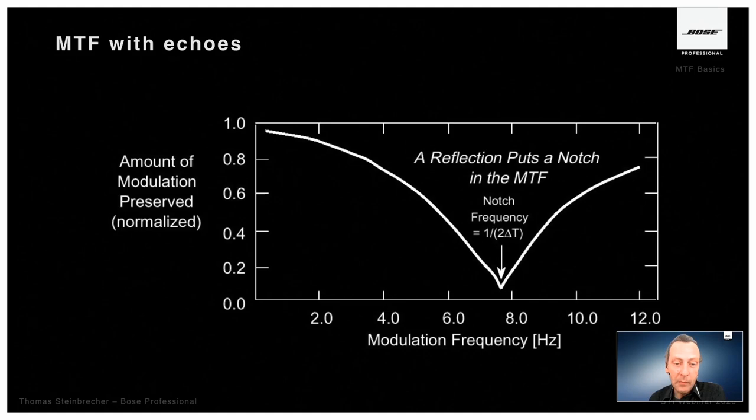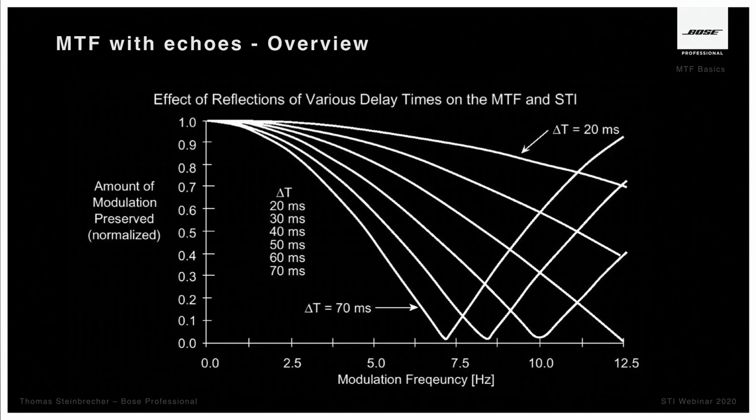And the actual delay time, or the difference in time between the direct sound and the reflected sound, will determine at what point on the modulation frequency axis the modulation will go down to its minimum. So here you see we go again from top to bottom. Small delay times on the top, 20 milliseconds. You don't see the notch at all. The notch occurs outside of the frequencies that we are interested in as humans.